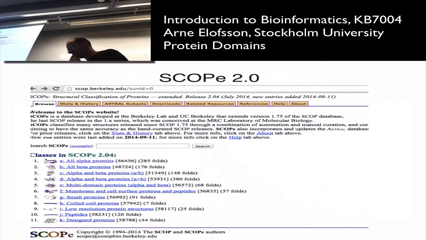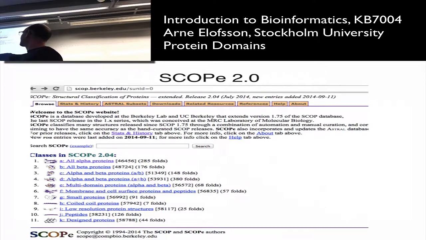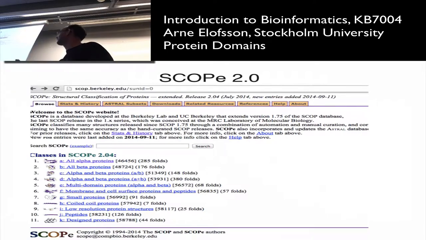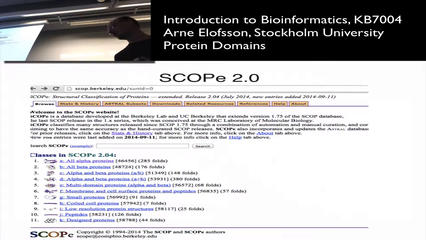So SCOPe is kind of a clone of it. Steven Brenner, who was also a part of the development in the beginning, has basically taken SCOP 1.75 and made it version 2.0, now it's 2.04. While Murzin is making a completely new database called SCOP 2. So this is SCOPe 2.0. But basically the same idea of SCOP, and this one is actually up to date. It has more or less the whole PDB in it.